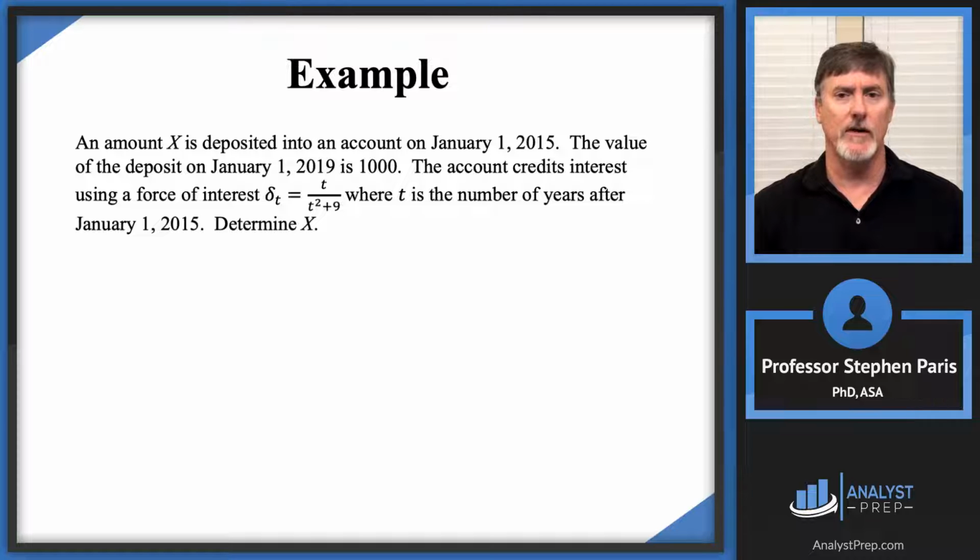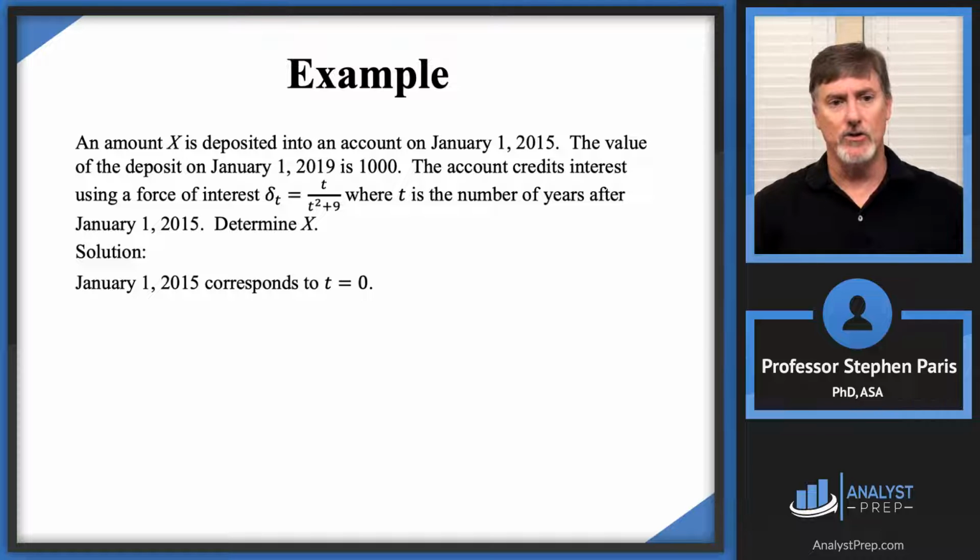Let's start with the example, and then I'll derive the formula for you. So an amount X is deposited into an account on January 1st, 2015. The value of the deposit on January 1st, 2019 is 1,000. The account credits interest using a force of interest, delta t equals t divided by t squared plus 9, where t is the number of years after January 1st, 2015, and the question is to determine x.